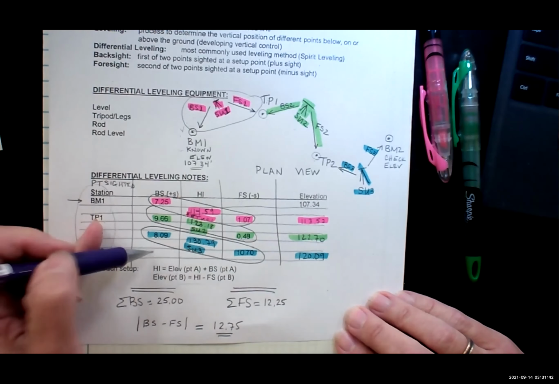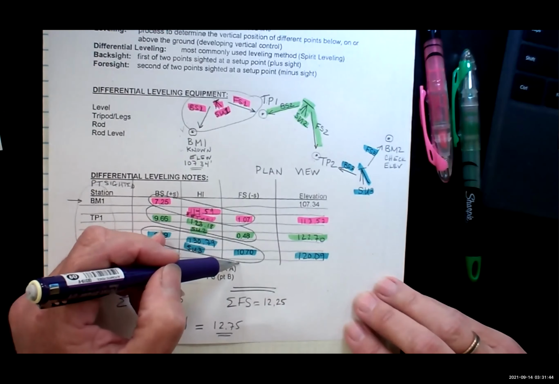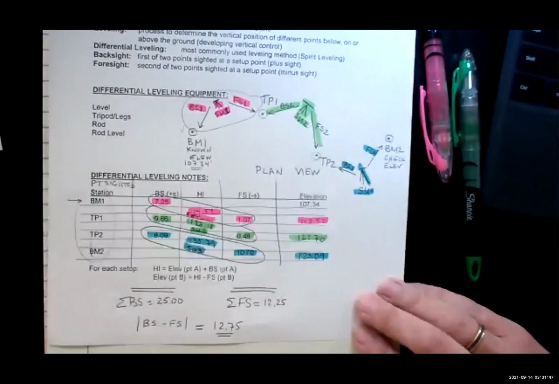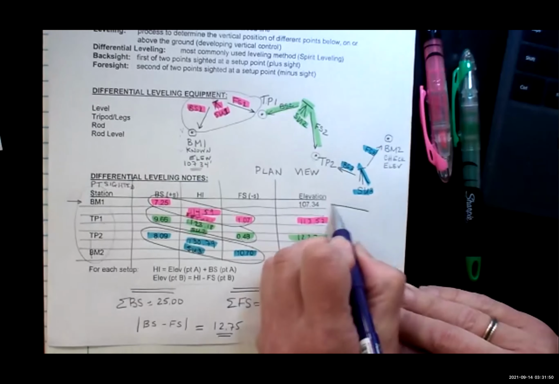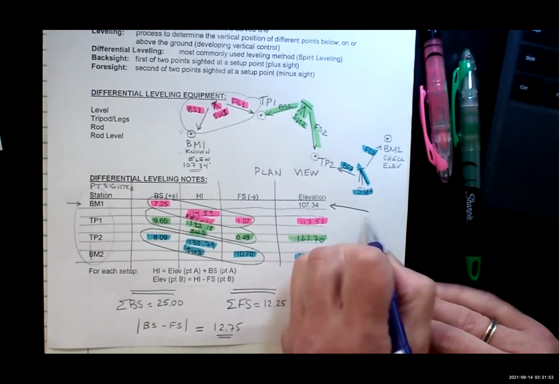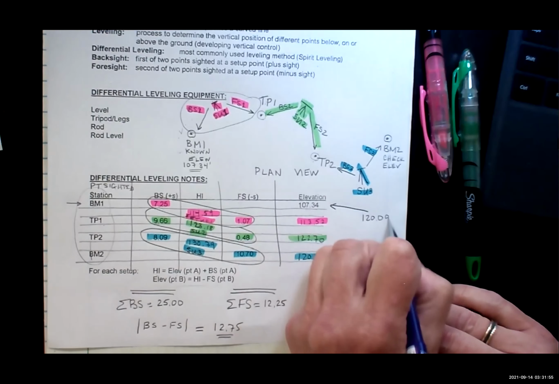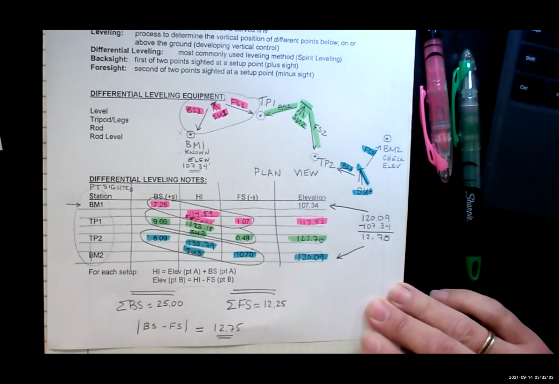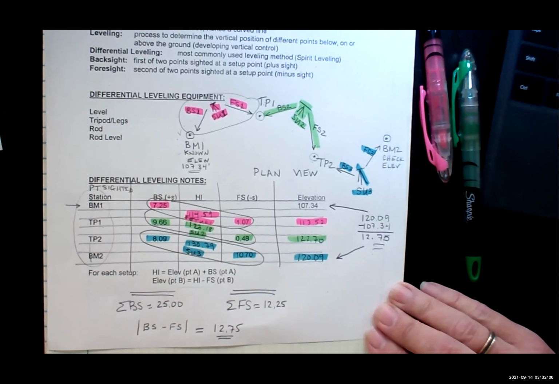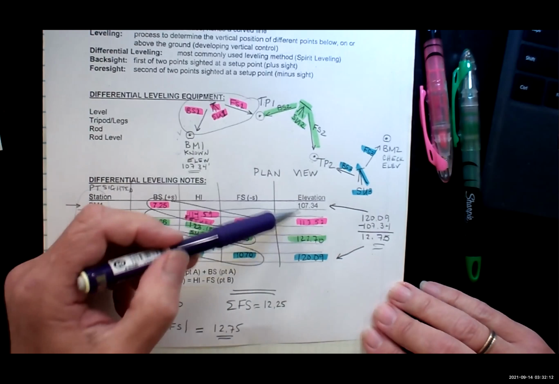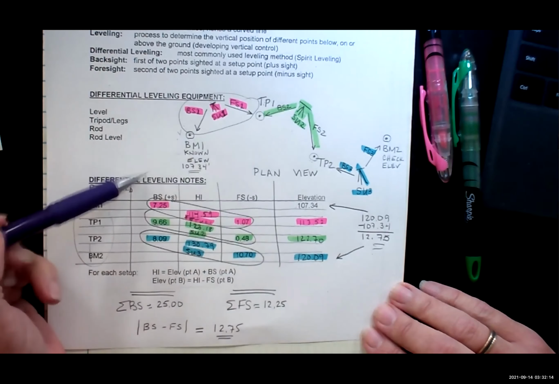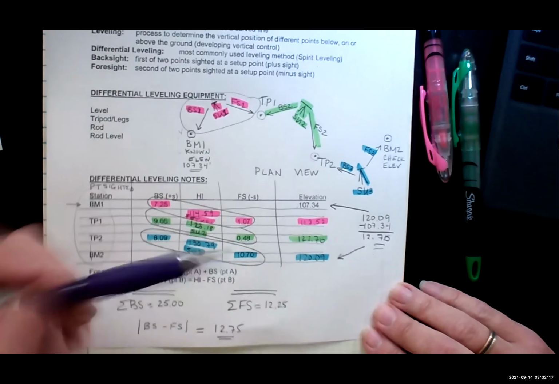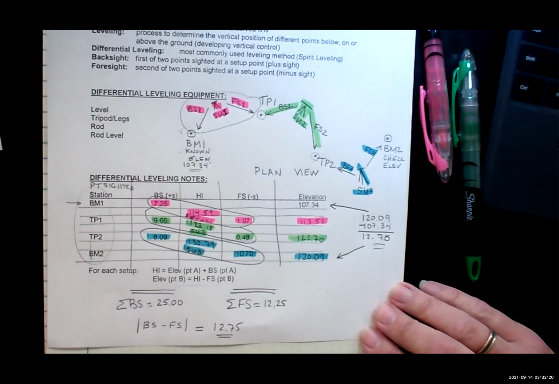Remember, you added the back sights, you subtracted the foresights. Connor? Yep. The difference between this and this. 120.09 minus 107.34 comes out to be 12.75. Does that make sense to you? If you started with an elevation of 107.34, you added all the back sights, you subtracted all the foresights, shouldn't the last number be the difference between the back sights and the foresights?